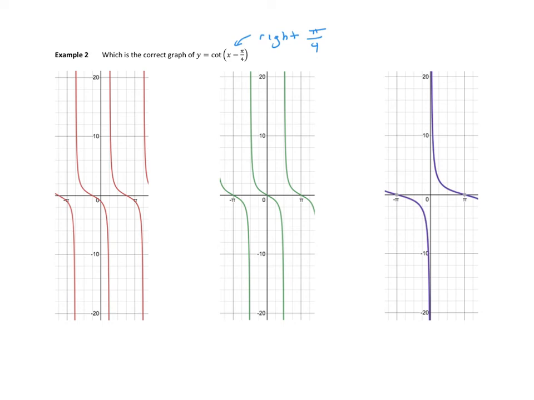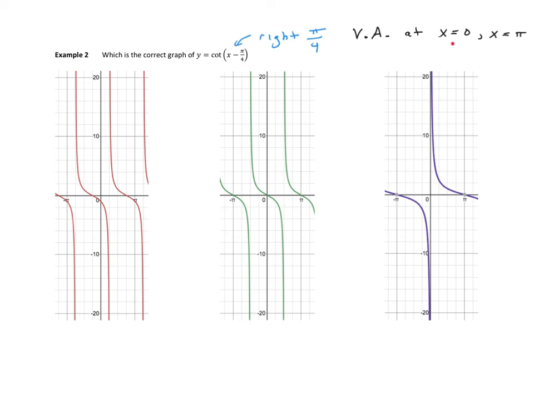Maybe referring to the vertical asymptotes would be a good idea. So if I'm remembering correctly, there are vertical asymptotes at x is equal to 0 and also x is equal to pi. And then the graph of cotangent was decreasing, where cotangent was increasing.